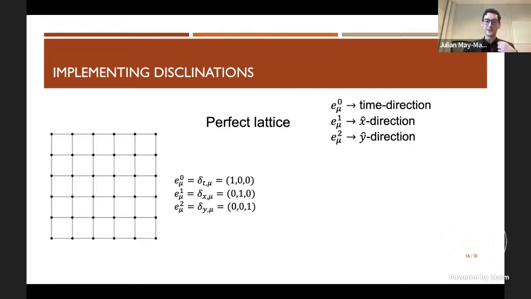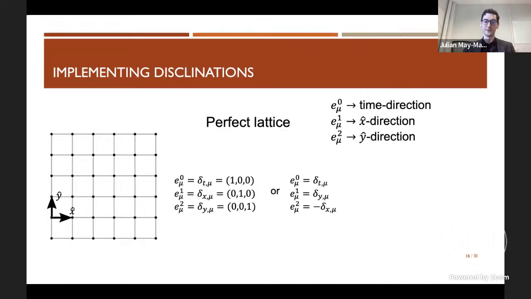So one way we can do this is as follows, where we set E0^μ equal to (1, 0, 0), E1^μ equal to (0, 1, 0), and Et^μ equal to (0, 0, 1), which corresponds to this choice of primitive lattice vectors. However, this choice is actually not unique.